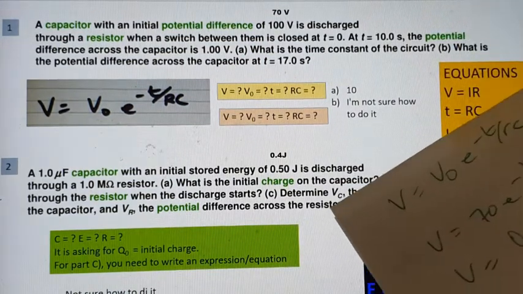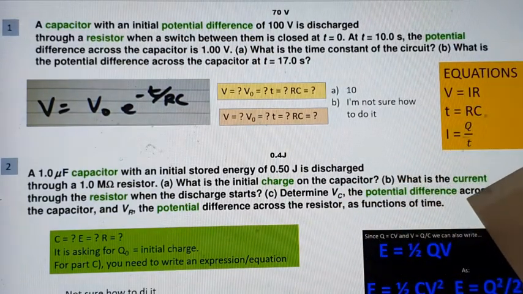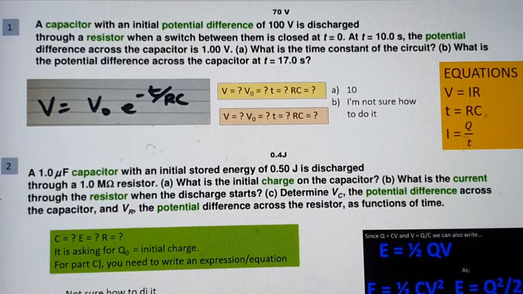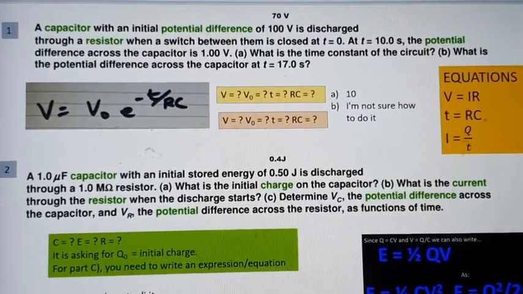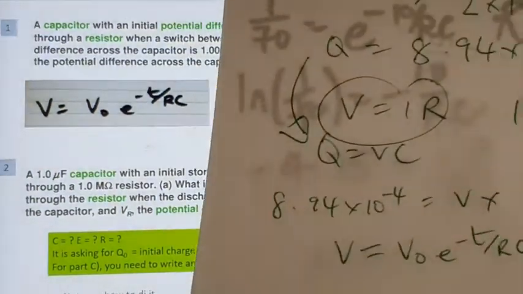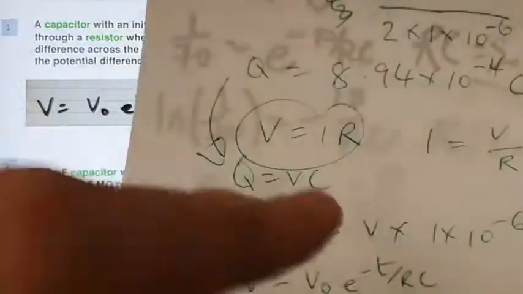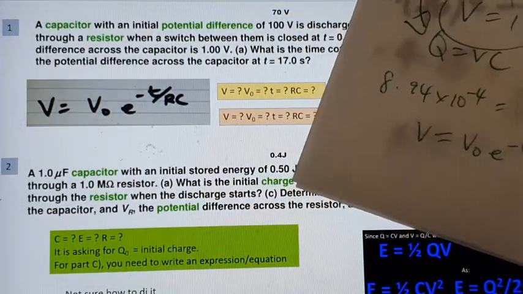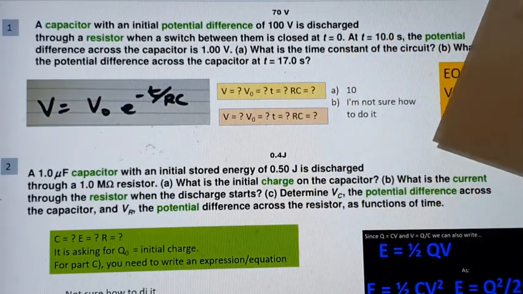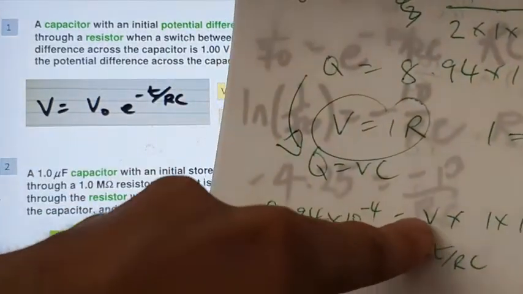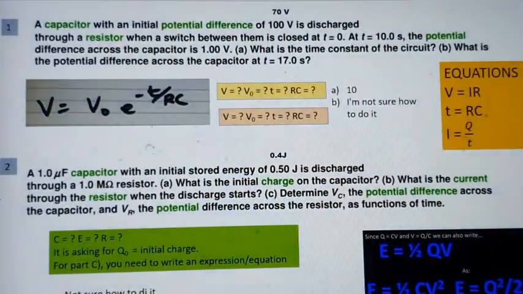And then for part C, determine VC, the potential difference across the capacitor, as a function of time. So you need to use this, don't you? V is equal to V naught e to the minus t over RC. So what is V naught? V naught would be the V naught that you worked out from here. But remember, I'm using 0.4 joules. You need to use 0.5, and that's V naught.